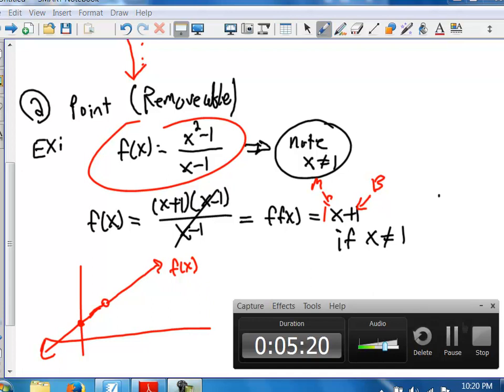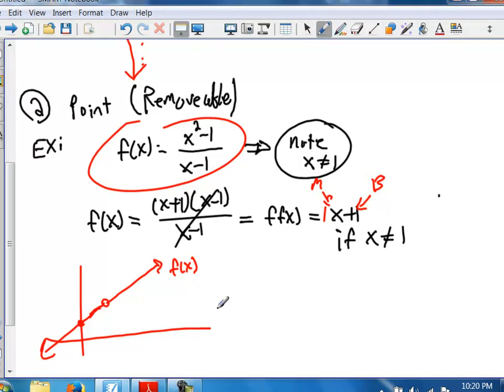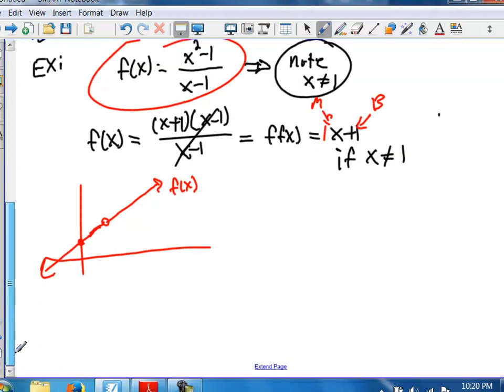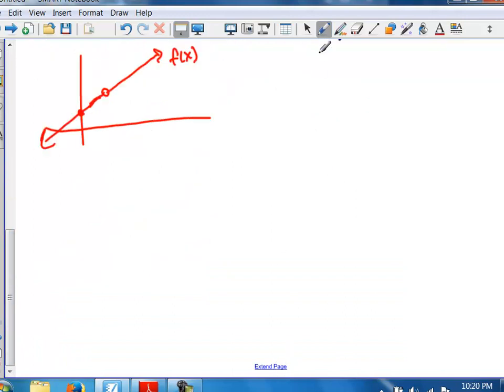Trying to keep this as short as possible, we're at 5.5 minutes. That's not bad. So when it cancels on top and bottom, you have a hole. No asymptote once it cancels out, and you can plug in and you're good. All right, so that's a removable discontinuity. Last type, jump discontinuity.